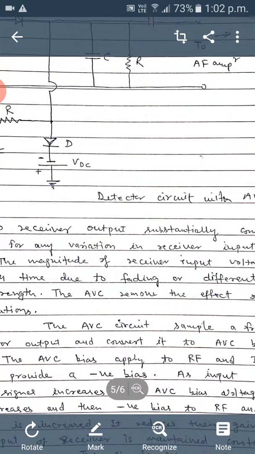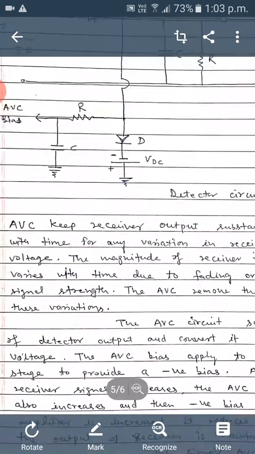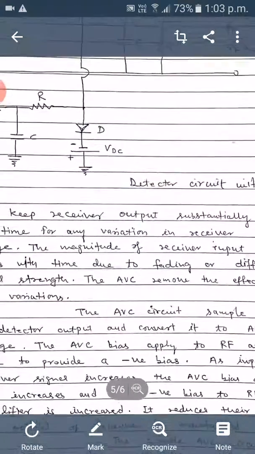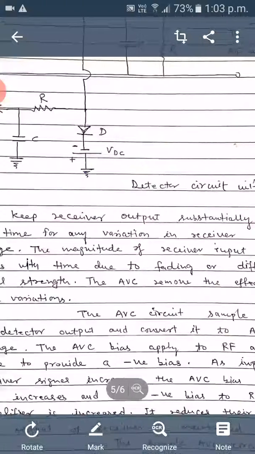So the magnitude of the receiver input voltage changes due to fading or different signal strength. Automatic volume control removes this type of effect due to the variations.